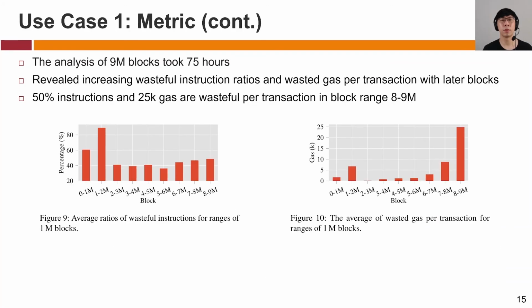The analysis of wasteful instructions took 75 hours for 9 million blocks. We observed increasing wasteful instruction ratios and wasted gas per transaction with later blocks. Transactions in the range from 8 to 9 million on average contain 50% wasteful instructions and 25,000 wasteful gas.